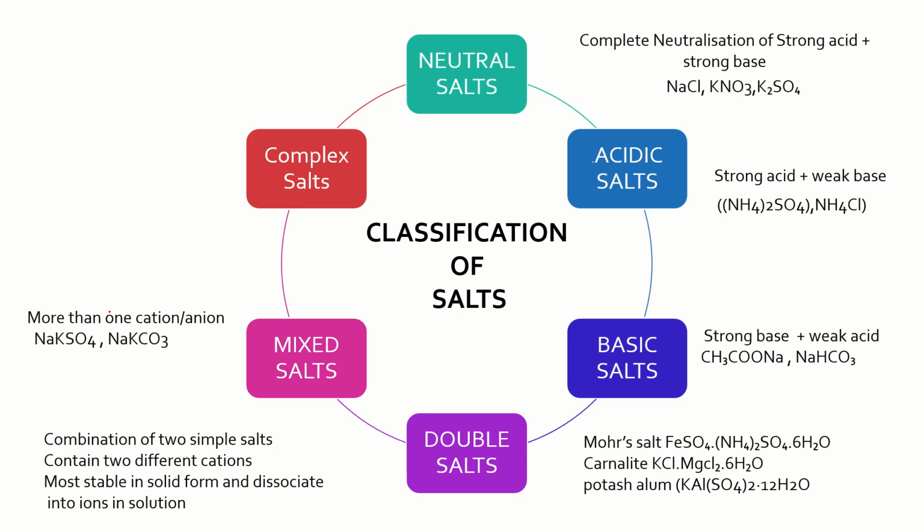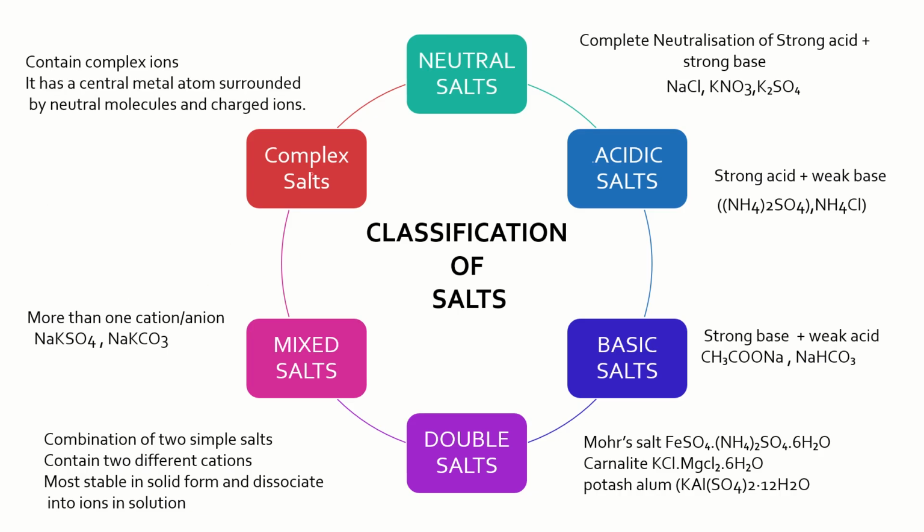Next is a mixed salt, which contains more than one cation or anion. Here, sodium cation, potassium cation and sulfate anion: sodium potassium sulfate. Similarly, sodium potassium carbonate: sodium cation, potassium cation, carbonate anion. So this is an example of a mixed salt which contains more than one cation or anion.